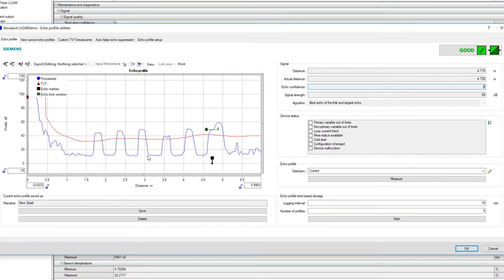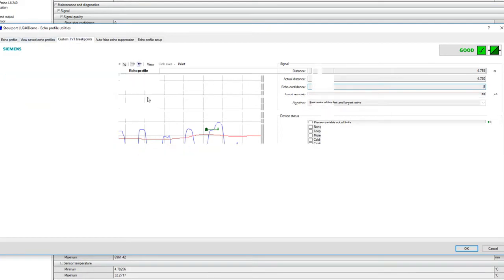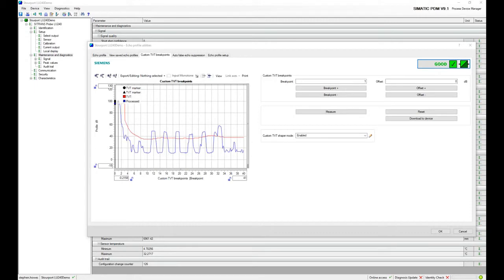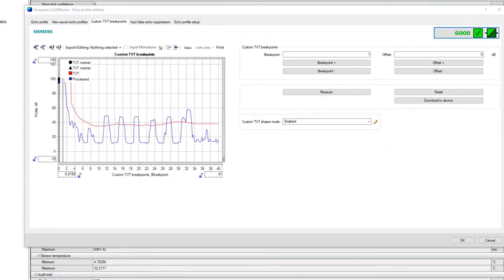And you can do that automatically, or what I'm going to just show you now just as an exercise. You don't have to do manual, but we're going to do a little bit of manual TVT shaping. So here we have a standard feature for Siemens level devices, manual TVT shaping. Now it's extremely rare that you have to do this, but I'm just showing you this as part of a training exercise.